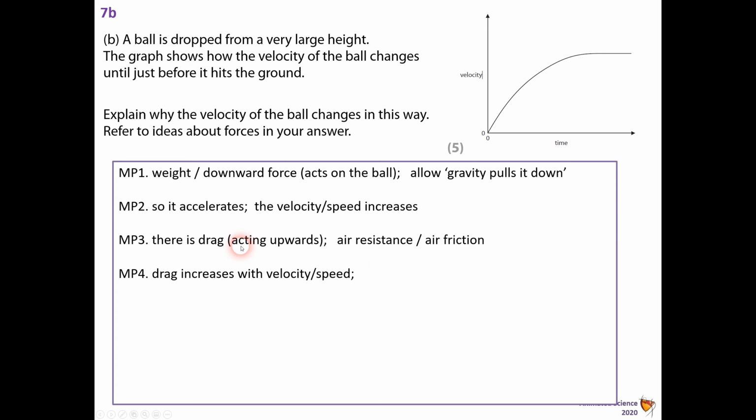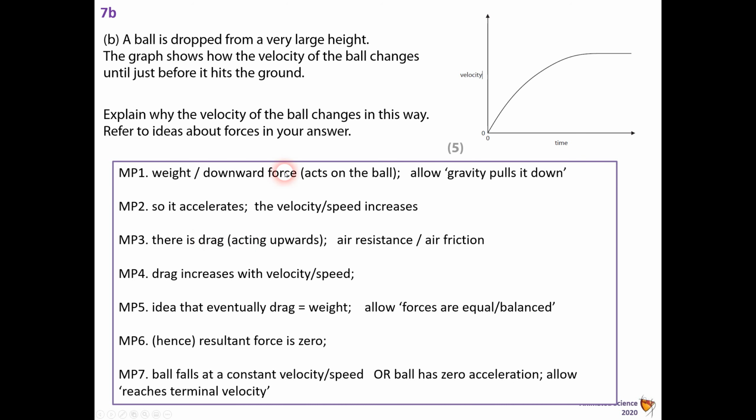Now there are actually 7 marking points. I'm going to put them all up. So something talking about the weight or the downward force acts on the ball, or we'd allow gravity pulls it down. The next part is it's going to accelerate, so the velocity or speed increases. And then there is drag that acts upwards, or air resistance, or air friction they'd allow. The drag increases with the velocity or speed. So you can see as time goes on, you get faster and faster, and as you get faster, of course the drag goes up.